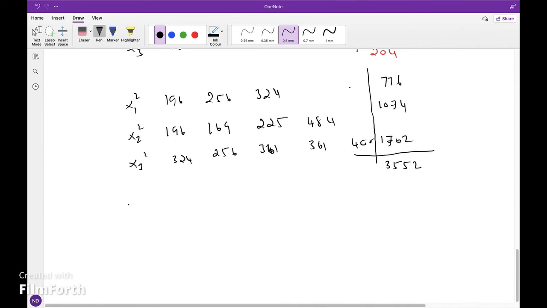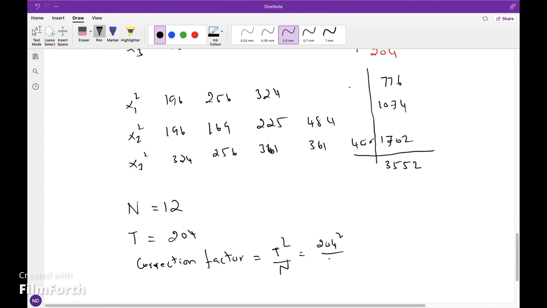Now total n: a is equal to 3, b is equal to 4, c is equal to 5. So total n is equal to 12, and T is equal to 204. So the correction factor is T squared by n, that is 204 the whole squared by 12. Using the calculator, 41616 by 12 is 3468.